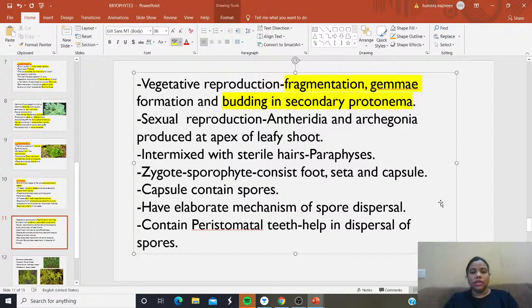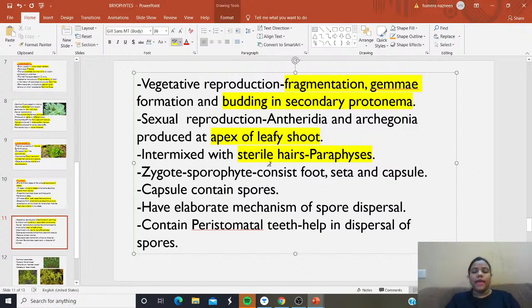Then we have sexual reproduction. In sexual reproduction, antheridia and archegonia are produced at the apex of the leafy shoot. They are intermixed with sterile hairs. What are these sterile hairs called? They are called paraphysis.